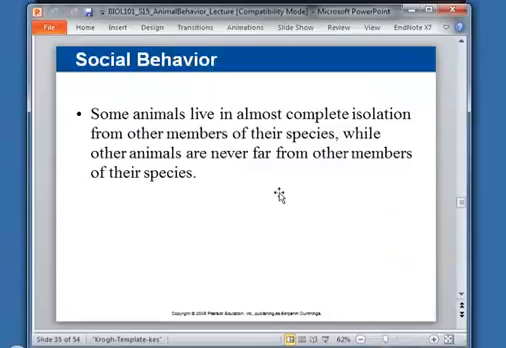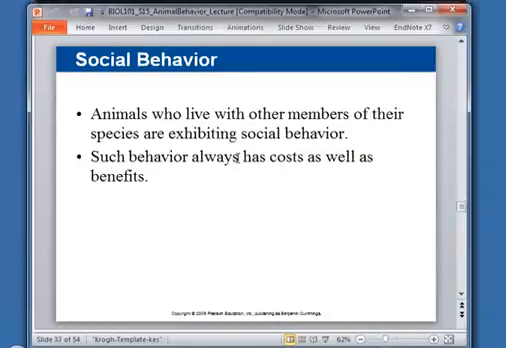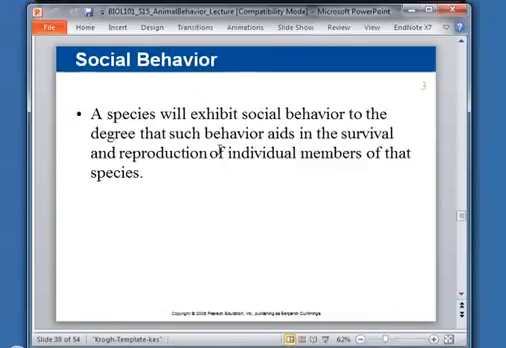And we already talked about that. Social behavior. Some animals live in almost complete isolation from other members of their species, whereas others are never far from other members of their species. And animals who live with other members are exhibiting social behavior. They're interacting with each other, but these social behaviors always have costs as well as benefits.